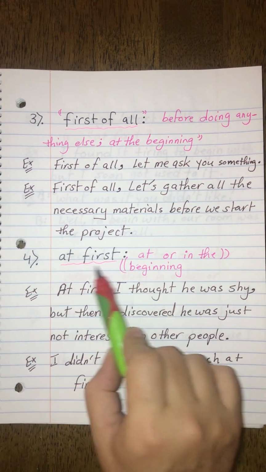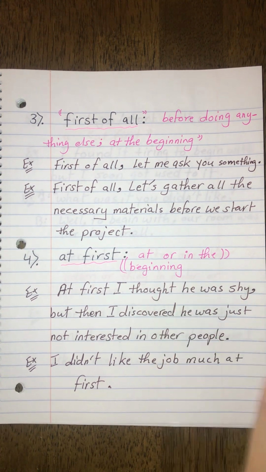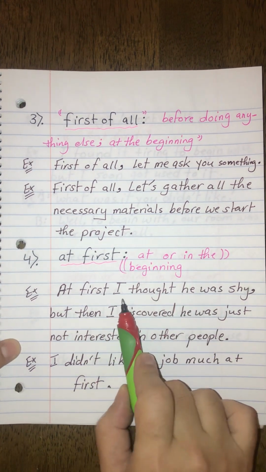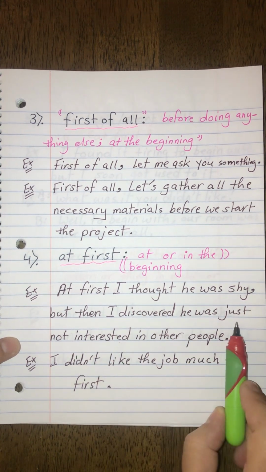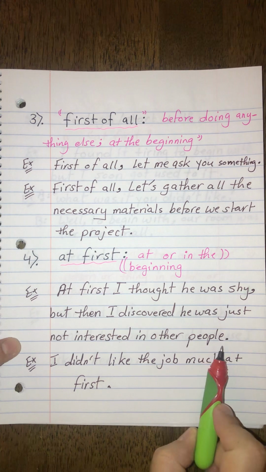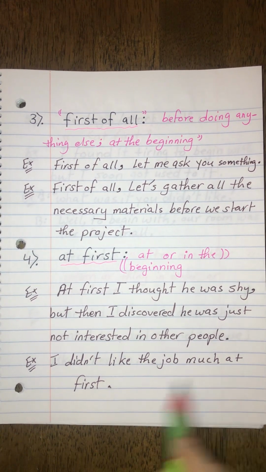Number 4, at first means at or in the beginning. For example, at first, I thought he was shy, but then I discovered he was just not interested in other people. Another example, I didn't like the job much at first.